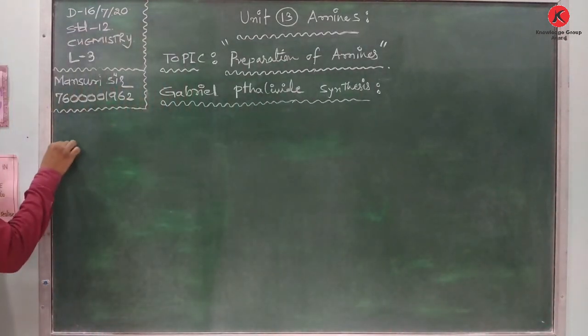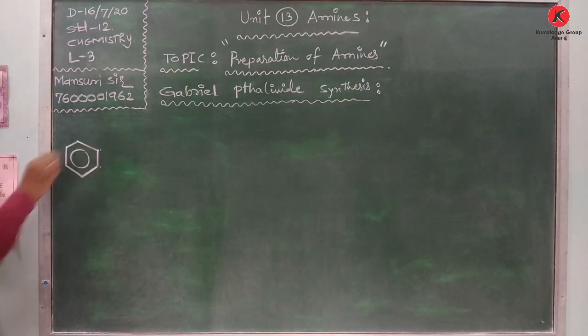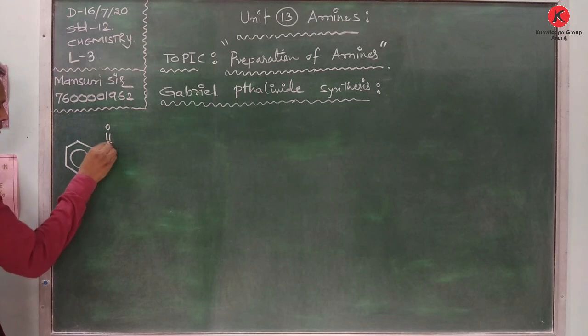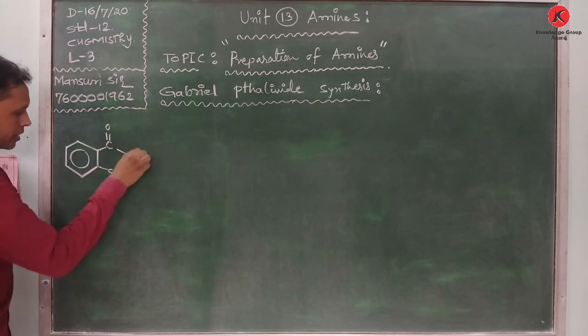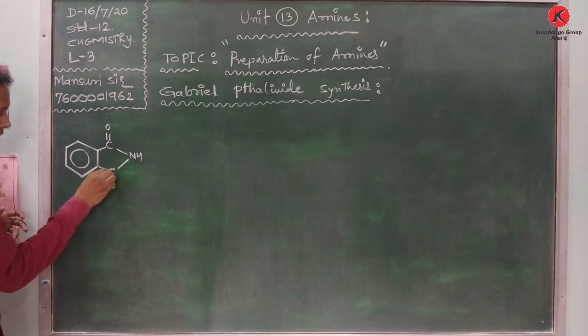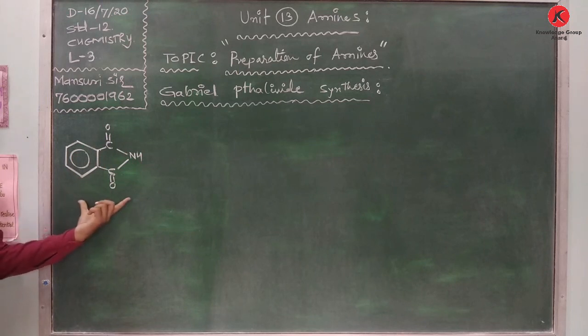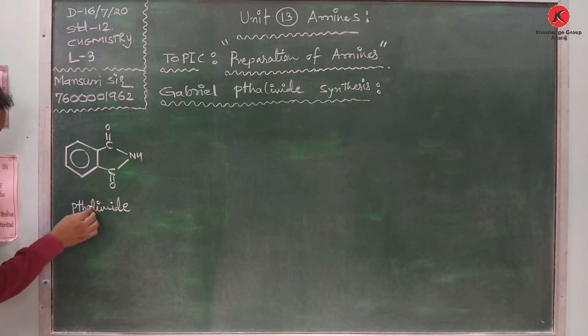First of all, take benzene, and the neighboring carbons have carbonyl groups, and these two carbonyls are attached to NH, which is attached by amine. This substance is known as phthalimide. Phthalimide.